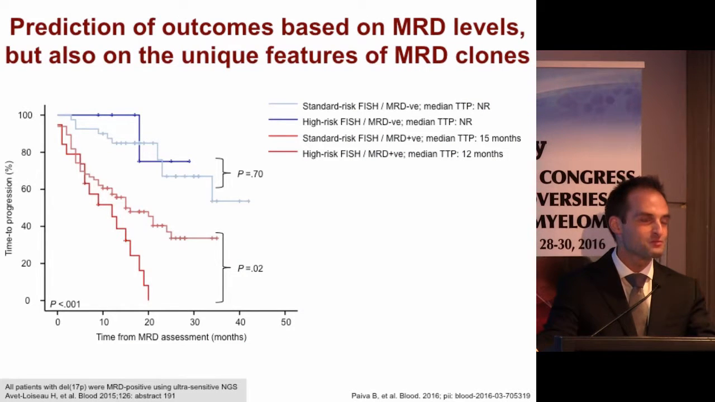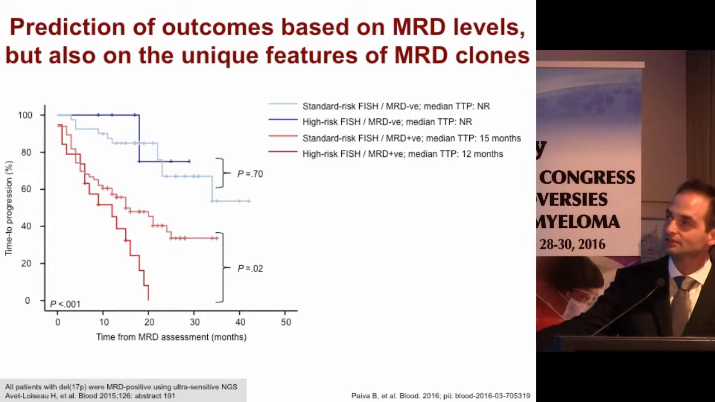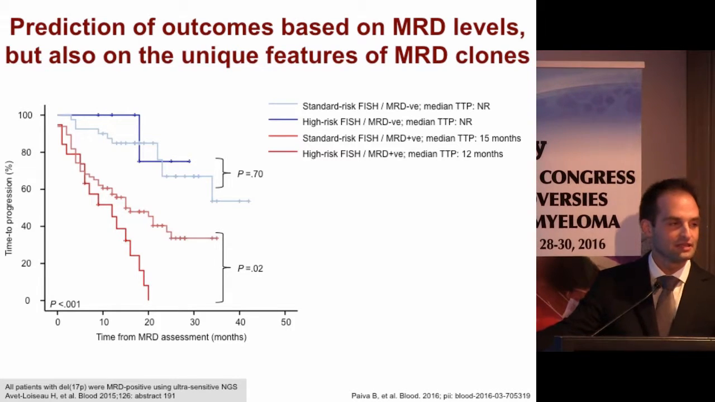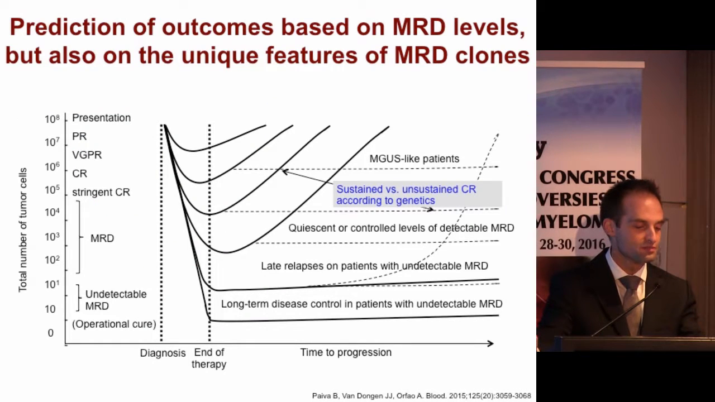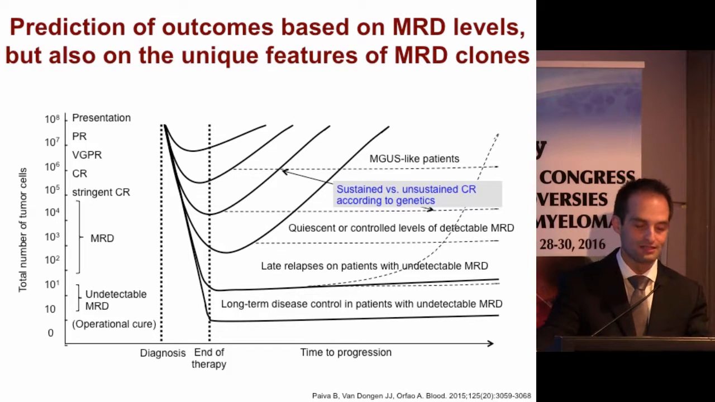This is the second time I'm showing this slide, but now the title is different, and so is the message. Here the message is that while the outcome might be similar for both standard and high-risk patients if they reach MRD negativity, the same does not apply if they remain MRD positive. In other words, prediction of outcomes based on MRD levels, but also based on the unique genetic features of MRD clones.